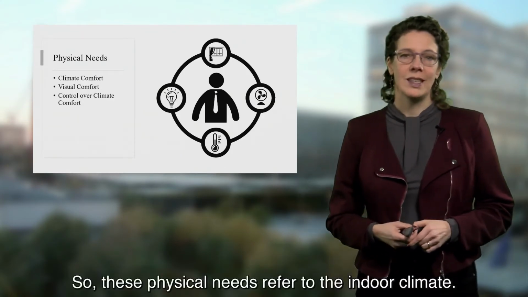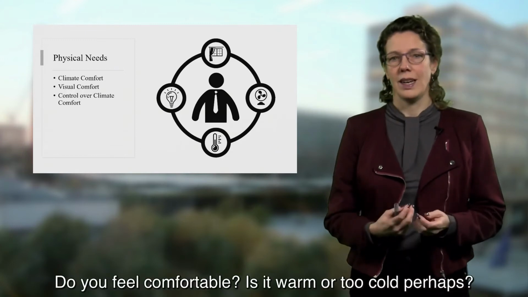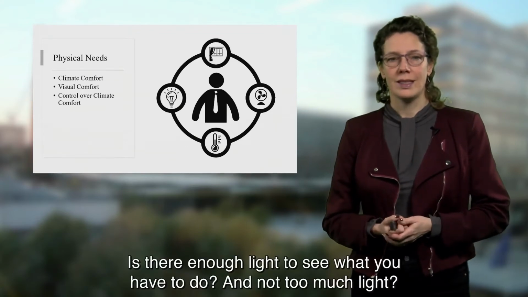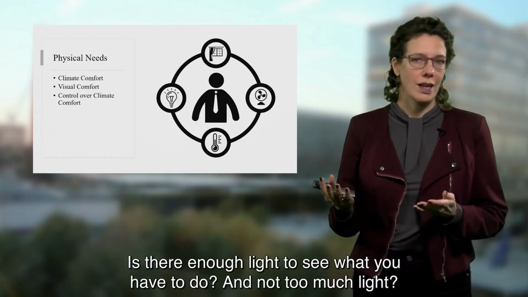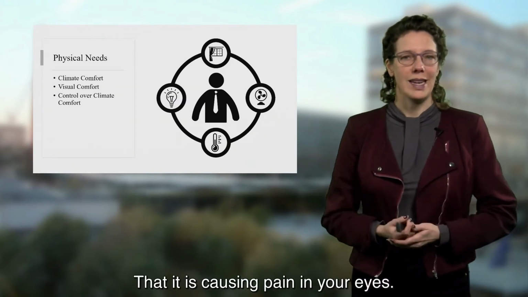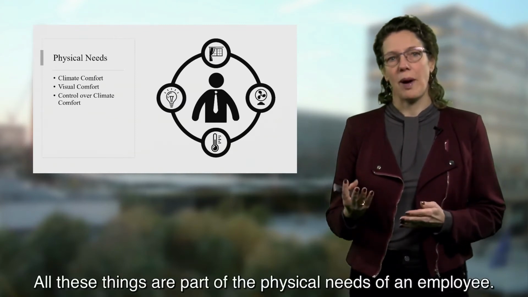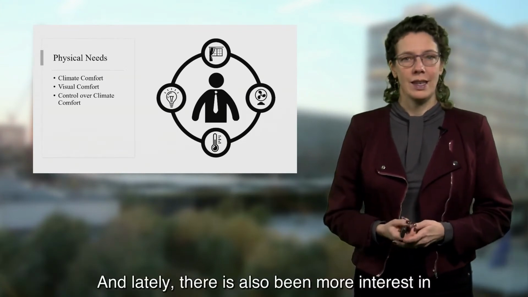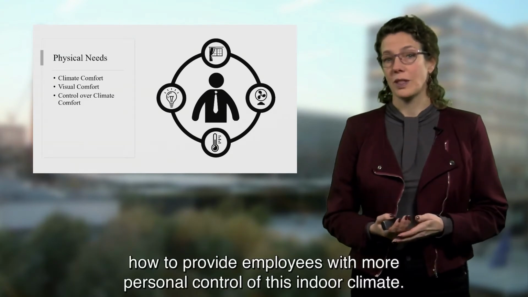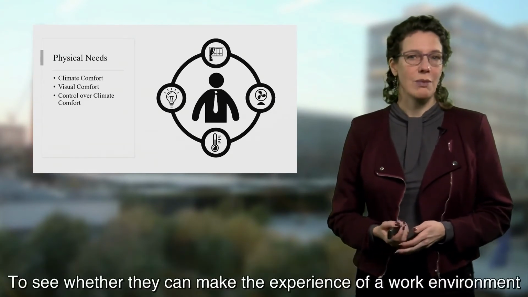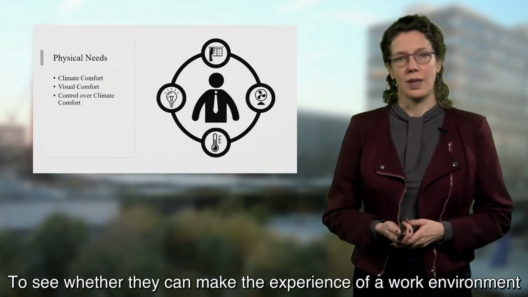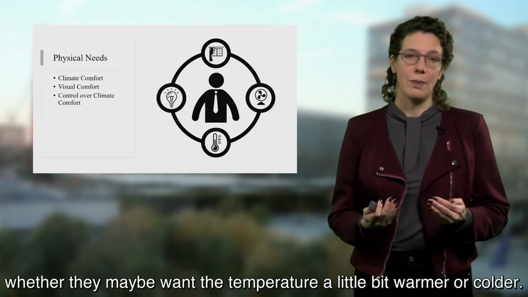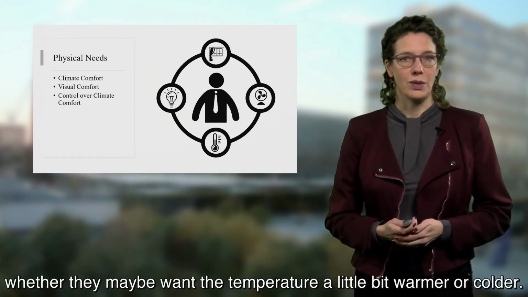So these physical needs refer to the indoor climate. Do you feel comfortable? Is it warm or perhaps too cold? Is there enough light to see what you have to do, and not too much light, so that it's causing you pain in your eyes? All these things are part of the physical needs of an employee. And lately there's also been more interest in how to provide employees with more personal control of this indoor climate, to see whether they can make the experience of a work environment more positive in general, if people can decide themselves whether they want the temperature a little bit warmer or colder.